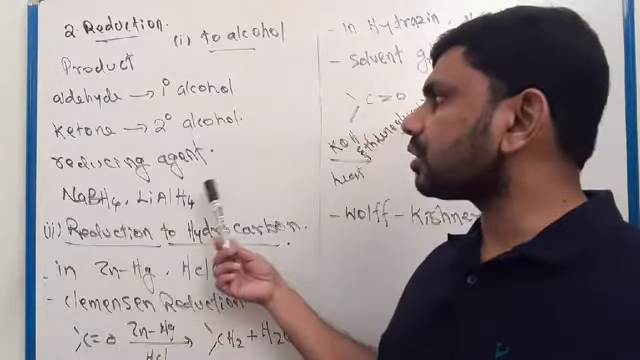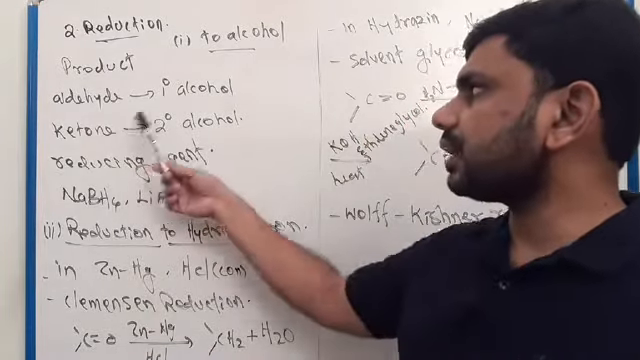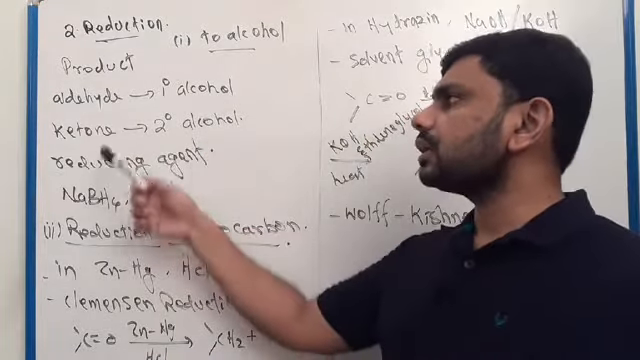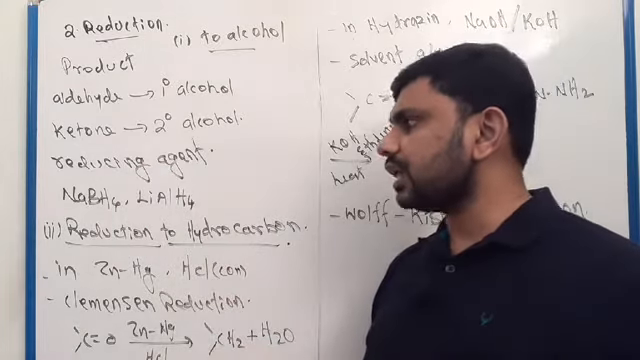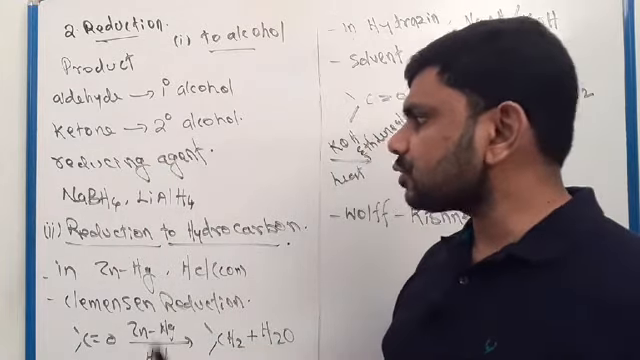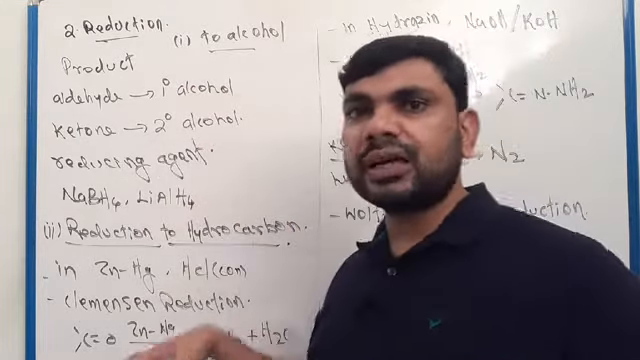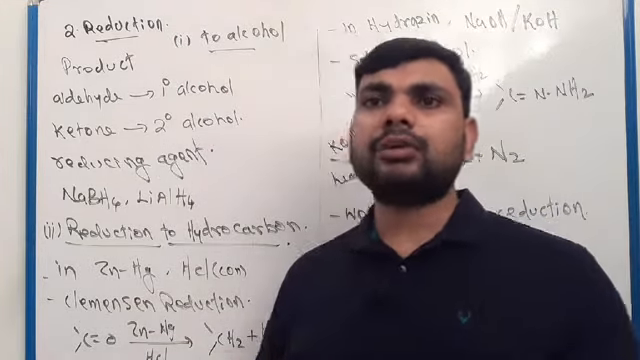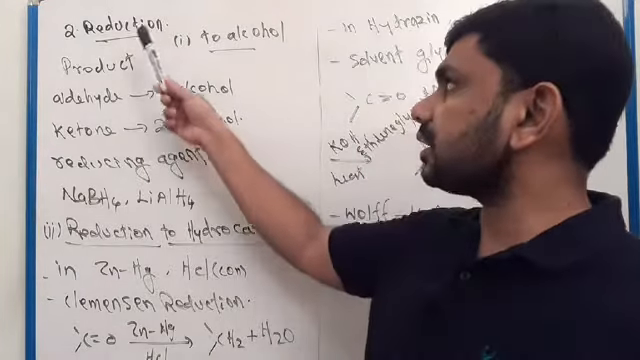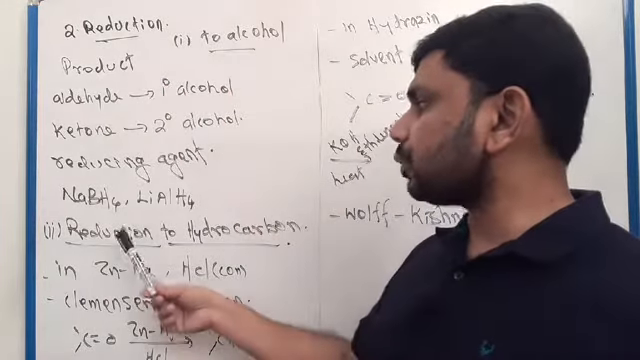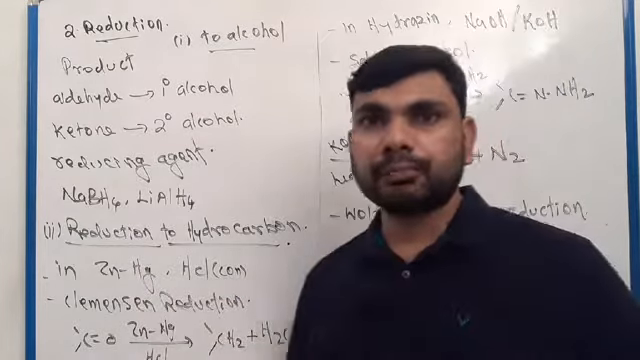This is used as a reducing agent. Aldehyde after reduction, primary alcohol; ketone after reduction, secondary alcohol. Okay, next one we have to discuss here is reduction where the final product will be a hydrocarbon. Here we discussed reduction to alcohol. Next one, reduction to hydrocarbon.